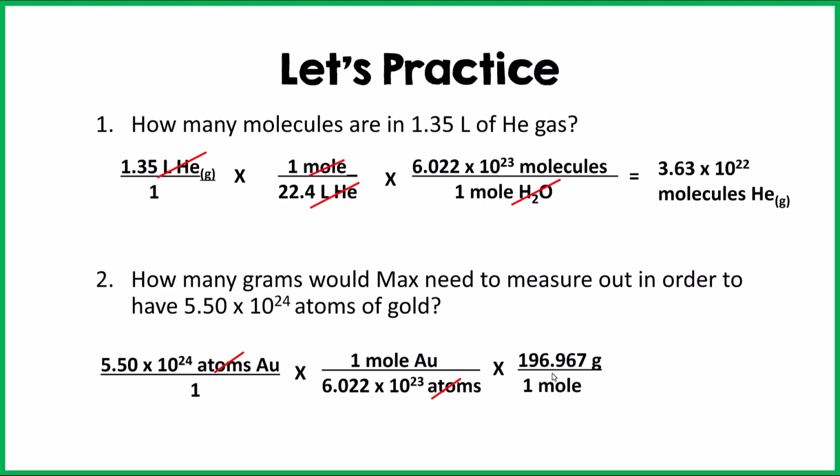So 196.967 grams per mole of gold. And gold is just a single element, so we can use the molar mass from the periodic table. And when we multiply across and divide, we end up with 1,798.93 grams, which can be converted into 1.80 kilograms, which gives us the same number of sig figs as we started with.